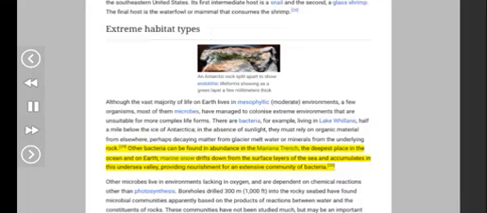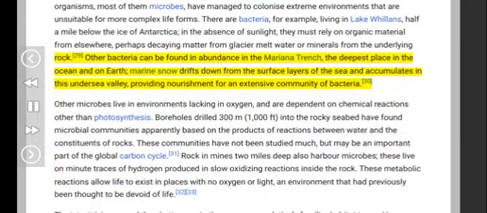29. Other bacteria can be found in abundance in the Mariana Trench, the deepest place in the ocean and on Earth. Marine snow drifts down from the surface layers of the sea and accumulates in this undersea valley, providing nourishment for an extensive community of bacteria.